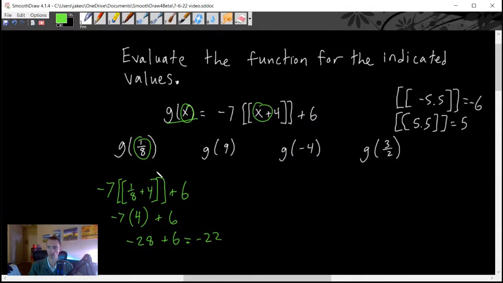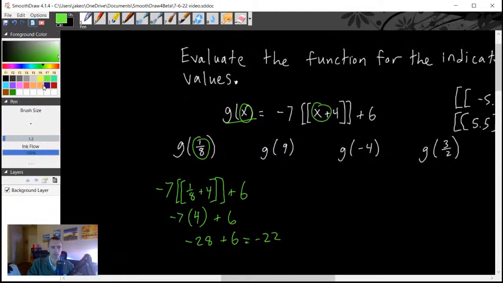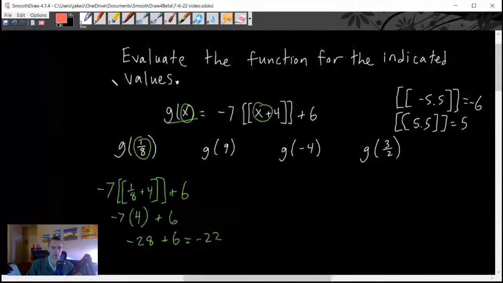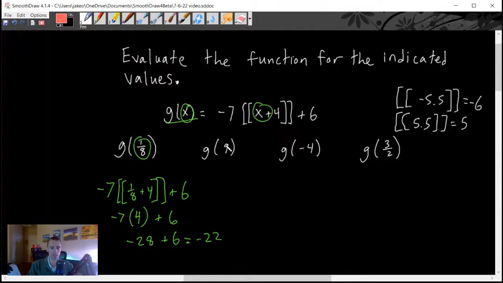So g of 1/8 will be -22. Okay. So next we are going to evaluate g of 9. So again, we're just going to go to our function g. Wherever we see an x, we're going to replace it with 9. So doing that is going to give us -7 times the step of 9 plus 4 plus 6. 9 plus 4 is 13.